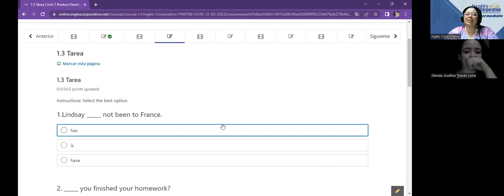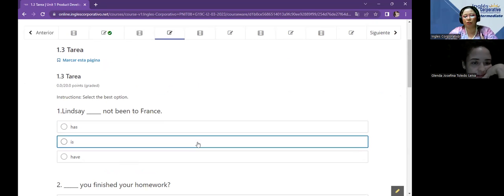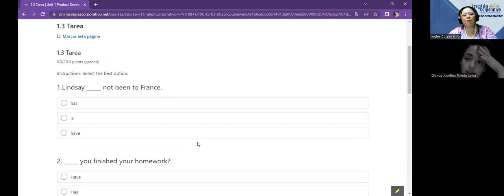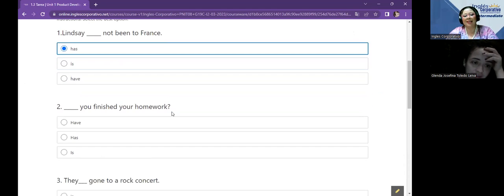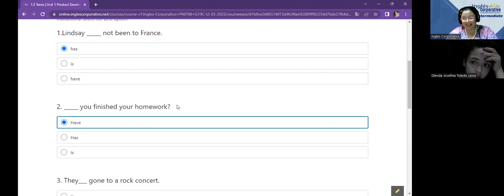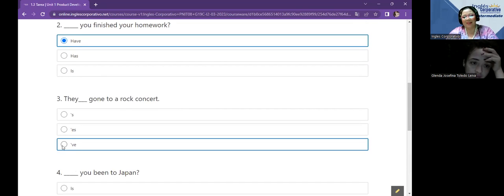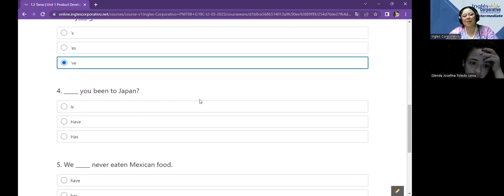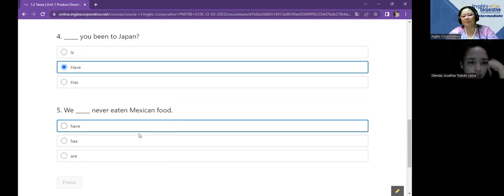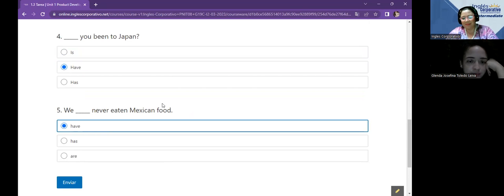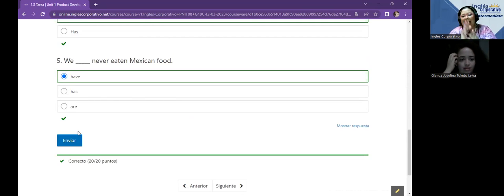A ver, aquí es el present perfect, remember, present perfect. We construct or structure it with the verb have or has, depending on the subject, ¿verdad? Has not been to France. Yes. Uh-huh. Have you finished your homework? There you go. They got correct. Have you been to Japan? Correct. We have never eaten Mexican food. Correct. Yes, we did it. Okay, next one.